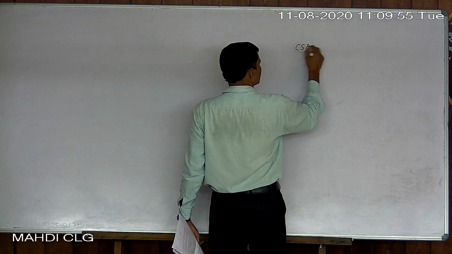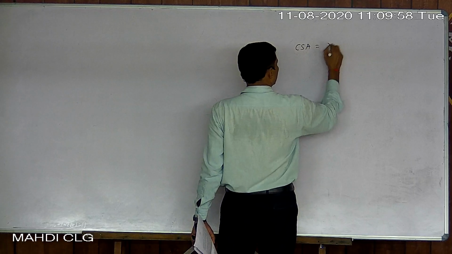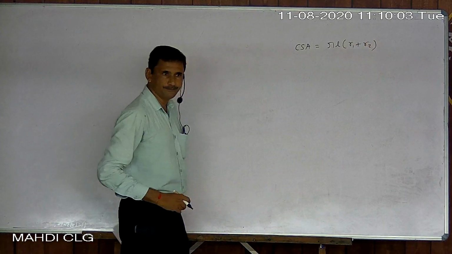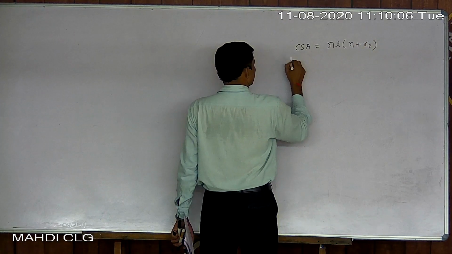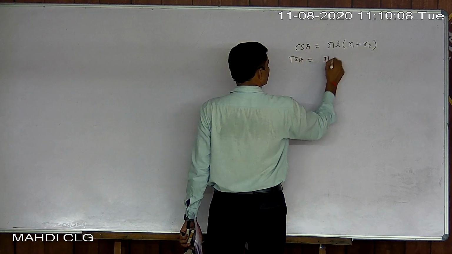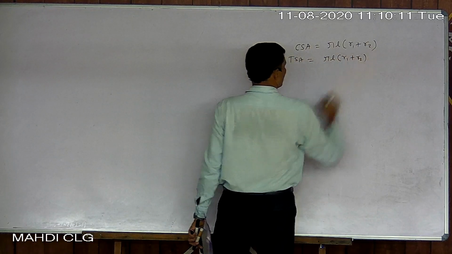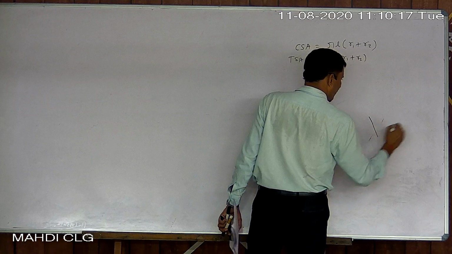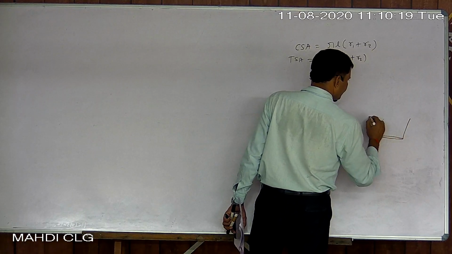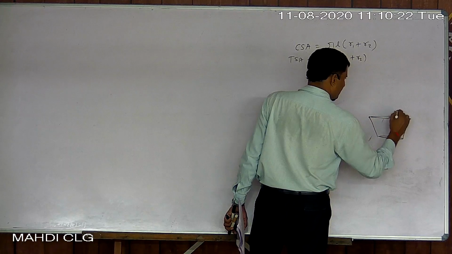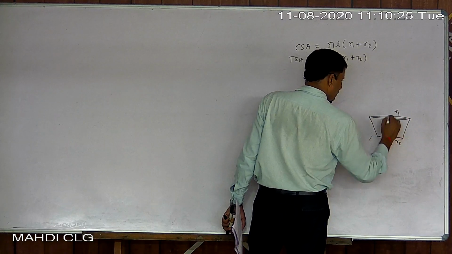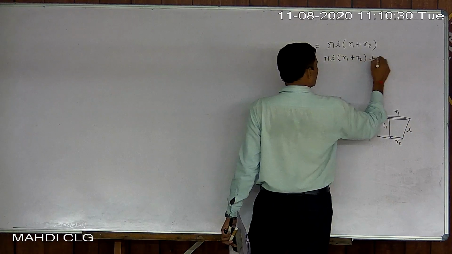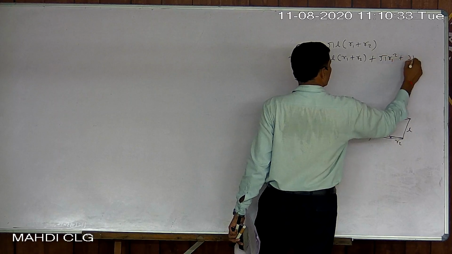So first of all CSA. CSA is pi L (R1 + R2), like cone. Now TSA. TSA is nothing but CSA plus something. Two surfaces are there, so we have to add two circular areas. Bigger radius R1, smaller radius R2, height H and slant height L. So it will be pi R1 square plus pi R2 square.